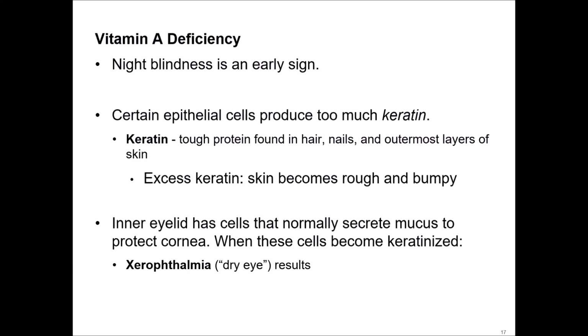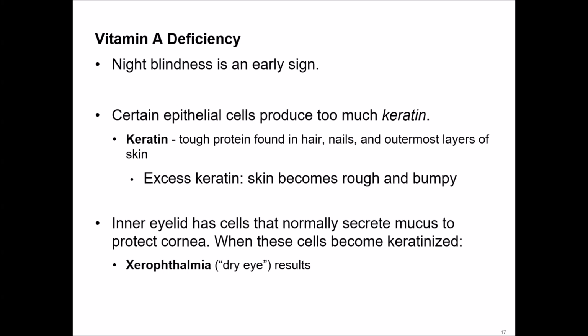It affects epithelial cells. Epithelial cells, for example, in our skin, hair, and nails, generally produce a protein called keratin. You may have heard of that. It's a hardened type of protein. That protein is normally there, and it's important to help our hair, nails, and outer layers of the skin stay tough. But if these cells are not getting enough vitamin A, the cells respond by making too much, an excess of keratin. And so the cells then are harder and have even a bumpy texture to them.